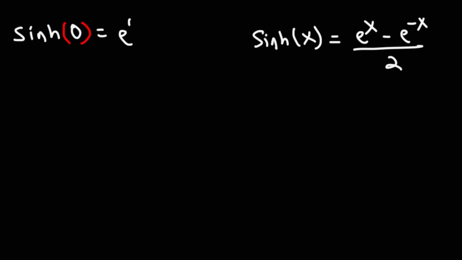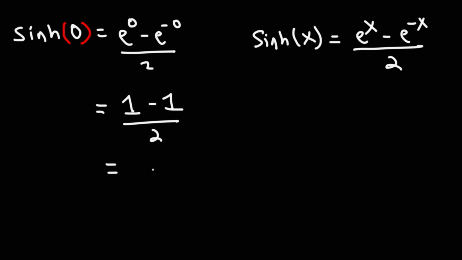So it's e to the 0 minus e to the negative 0 over 2. Anything raised to the 0 power is 1, so it's 1 minus 1 over 2. So it becomes 0 over 2, which is 0. So that is the value of hyperbolic sine of 0. It equals 0.